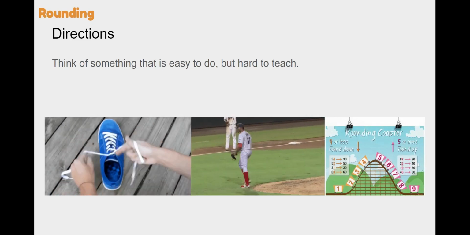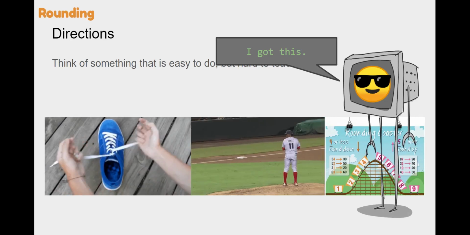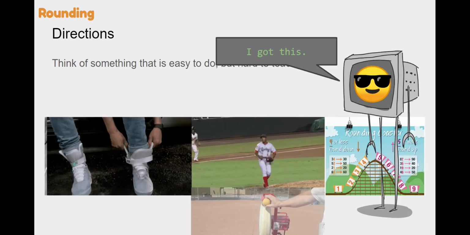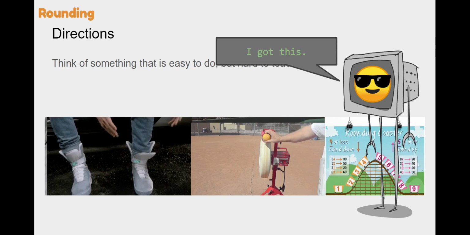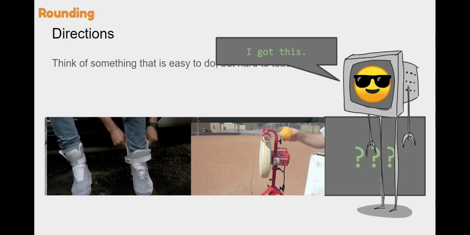For a machine, these are easy to do. We can have a machine that ties our shoes for us. We can have a machine that throws a ball for us, and we can have a machine round for us. And this is what we're going to figure out how to do. How do we teach a computer to round for us?